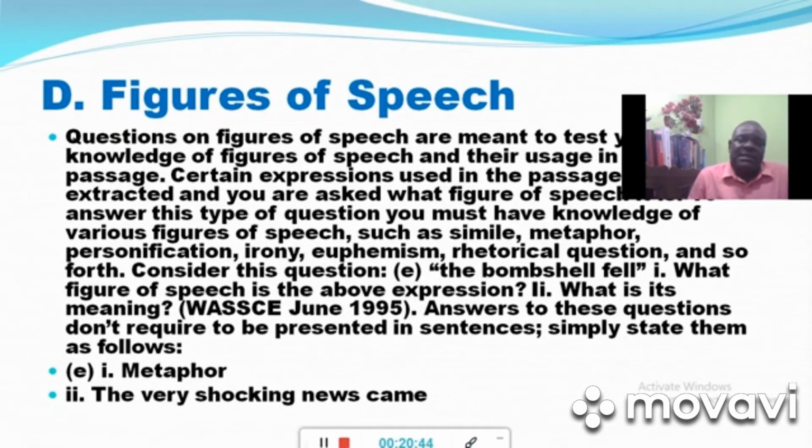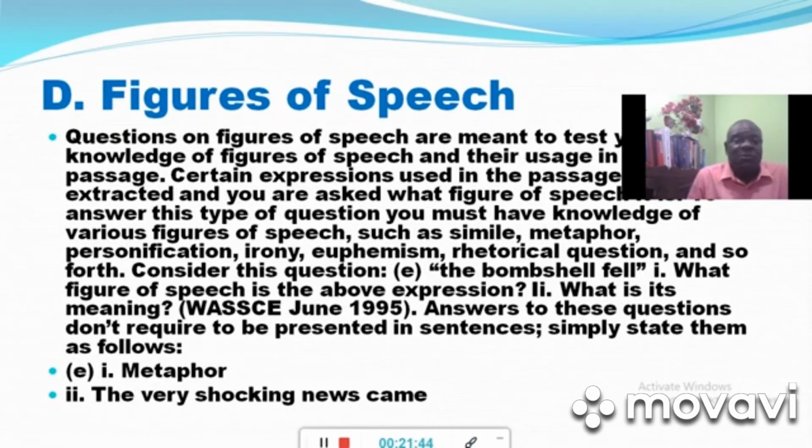So how do you present the answer? Write E, write I, and simply write metaphor. That is the precise answer. Then, as to the meaning required in question II, you simply write II and you write the very shocking news came. Just put it in your own words, but be precise. So that's how to answer questions on figures of speech. You need to familiarize yourself with various figures of speech.